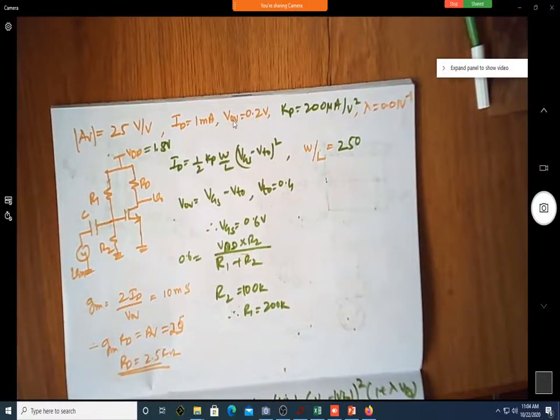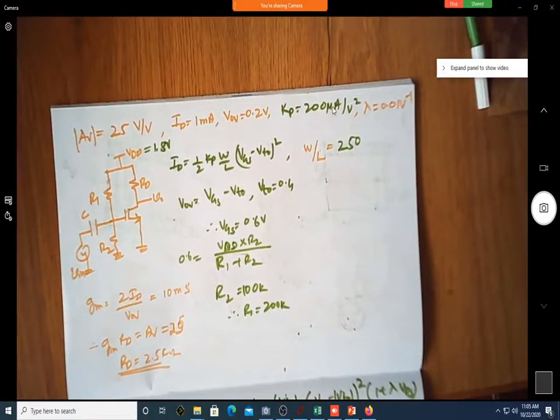This overdrive voltage is nothing but VGS minus VTH. When I say overdrive, what is the minimum voltage required to keep the MOSFET in turn on condition? If it is 0.4, and you are applying on top of that another 200 millivolt, that is overdrive. So overdrive is 200 millivolt. If I say overdrive is 0.2 volt, then VGS is 0.6. Correct? That is what VOV stands for.